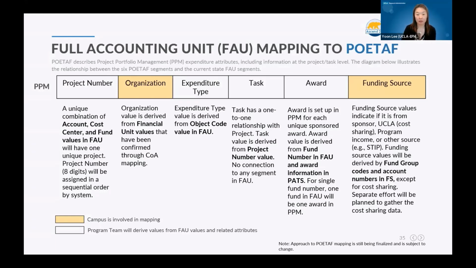The Ascend program team will be able to derive most values for the POETAF from the current FAU values, except for the organization and the funding source, which are highlighted in peach color in this slide. For the organization, it will be mapped through the COA mapping effort that is currently going on, that Selena mentioned, with the campus very actively. And for the funding source, the project team will need inputs from the campus departments, but how we are going to collect this information will be shared a little bit later in the project timeline when we are ready. Next slide, please.